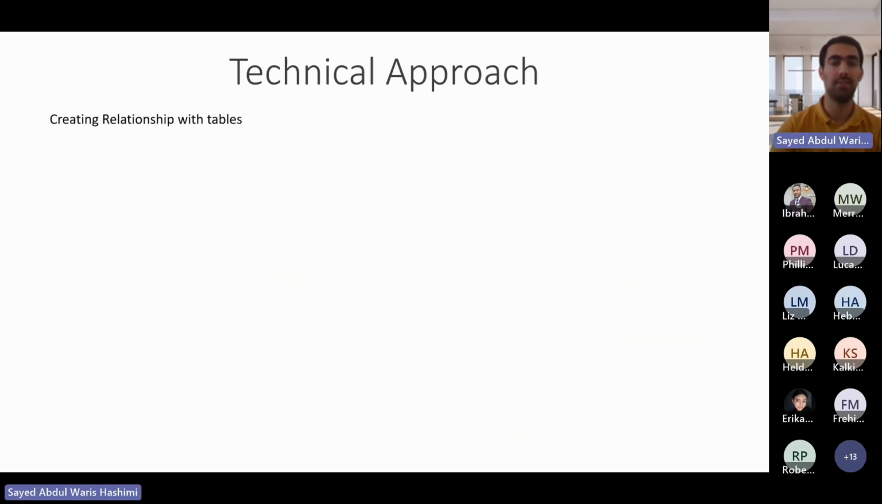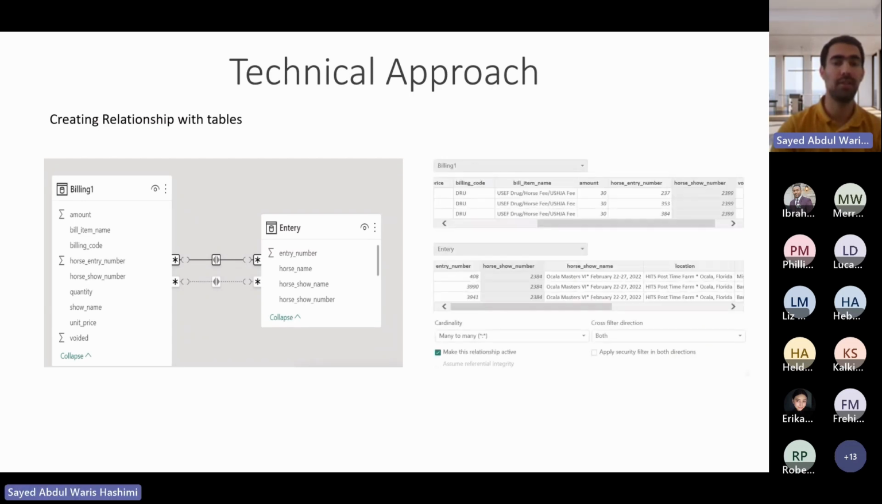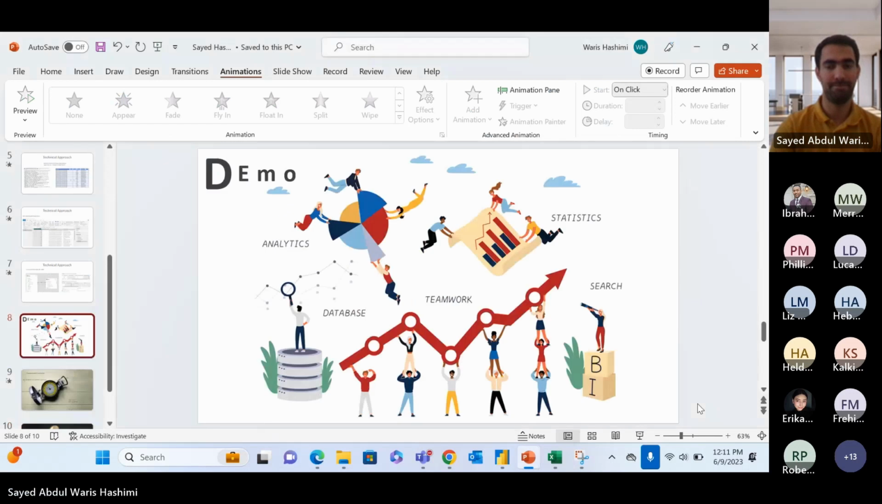Then I created the relation between my data. These are my two tables. I created the relation, and one many-to-many relation on the show number between these two tables. Let's get to the demo and see what I did.